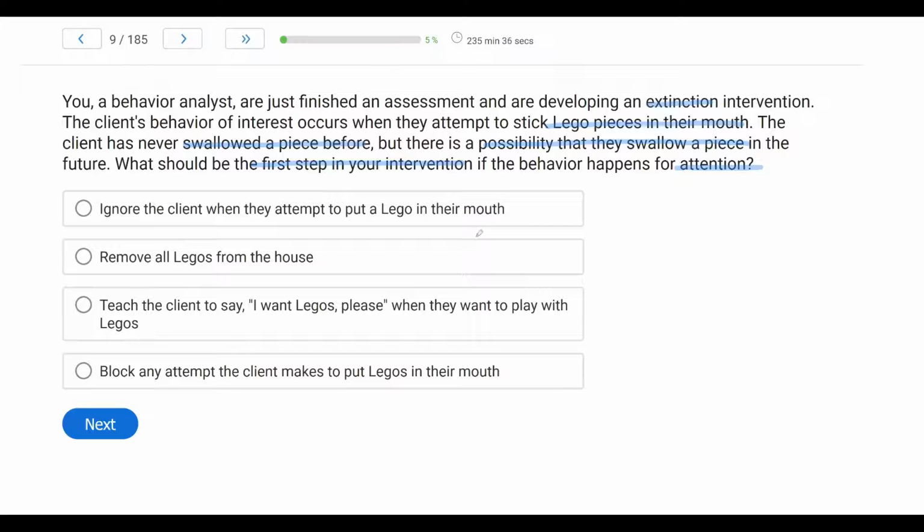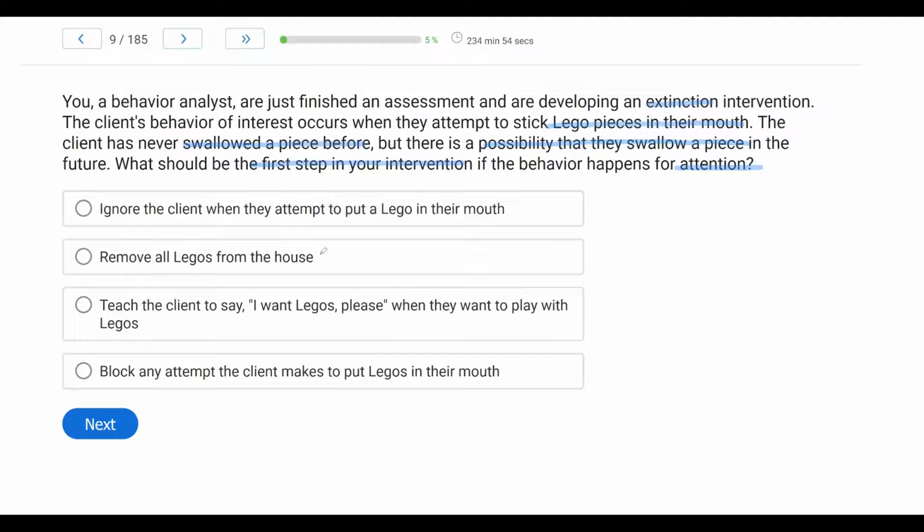B, remove all Legos from the house. Now, we do want to use an extinction intervention. And what is one rule about extinction? With extinction, you have to give the client the ability to engage in the response. If we remove all Legos from the house, yes, we're keeping the client safe. Is it the best way to change the behavior? Well, no. If they can't engage in the behavior, we can't put on an extinction. We can't change it. What happens when they leave the house and they go to school and there's Legos? They go to a friend's house and there's Legos. That's a problem. So B is keeping the client safe, but is there a better option where we can actually work on the behavior and also keep the client safe?